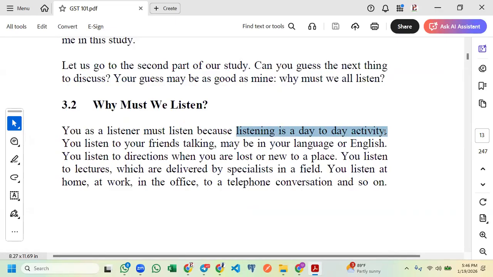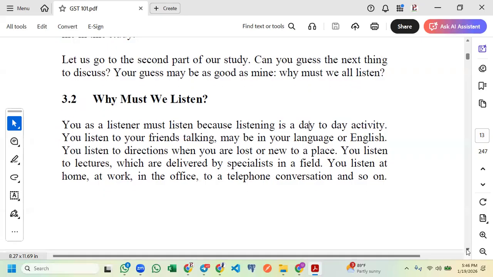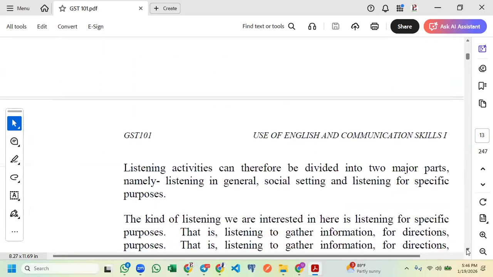So you can't run away from listening. You are going on the road, you hear different kinds of things. You're at your place of work, you have to listen to different things. In the house, you have to listen. So every day, your day is revolving around listening activities. You have to listen in one way or the other. So the reason why we listen is that listening is a day-to-day activity.